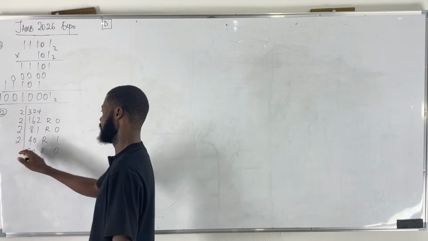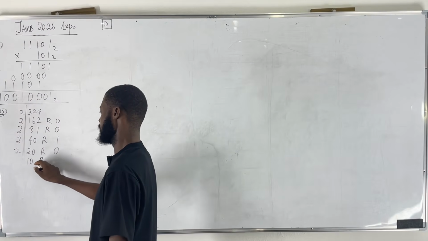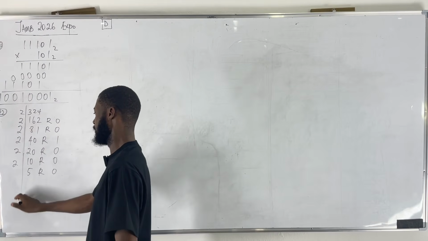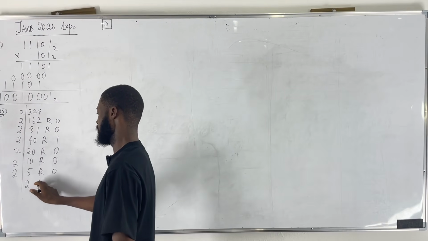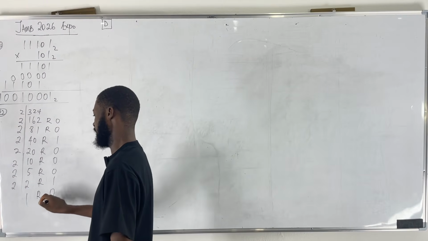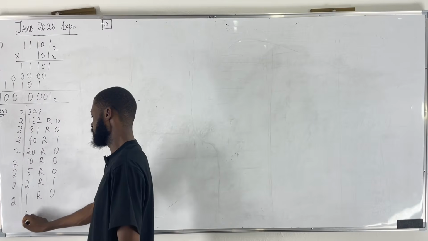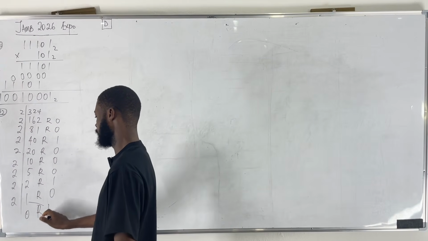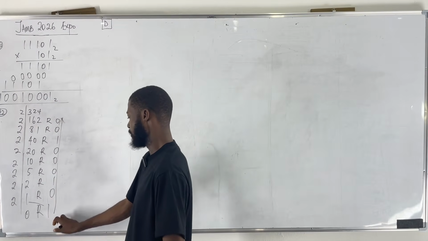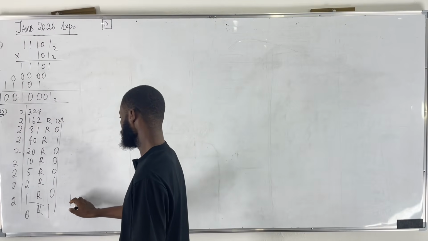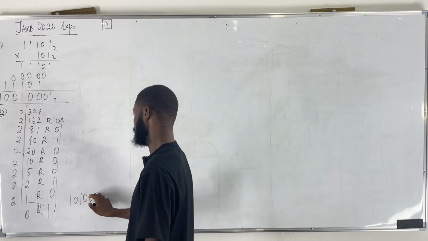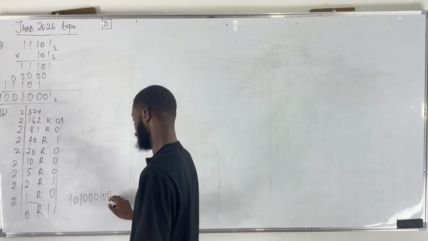There's no remainder, 0. 2 again is 10, no remainder. 2 again is 5, no remainder. 2 again is 2, there's a remainder of 1. 2 divided by 2 is 1, no remainder. Then 2 again, this will be 0, remainder this very 1. So take this arrow up. This means your answer will become 101000100 base 2.